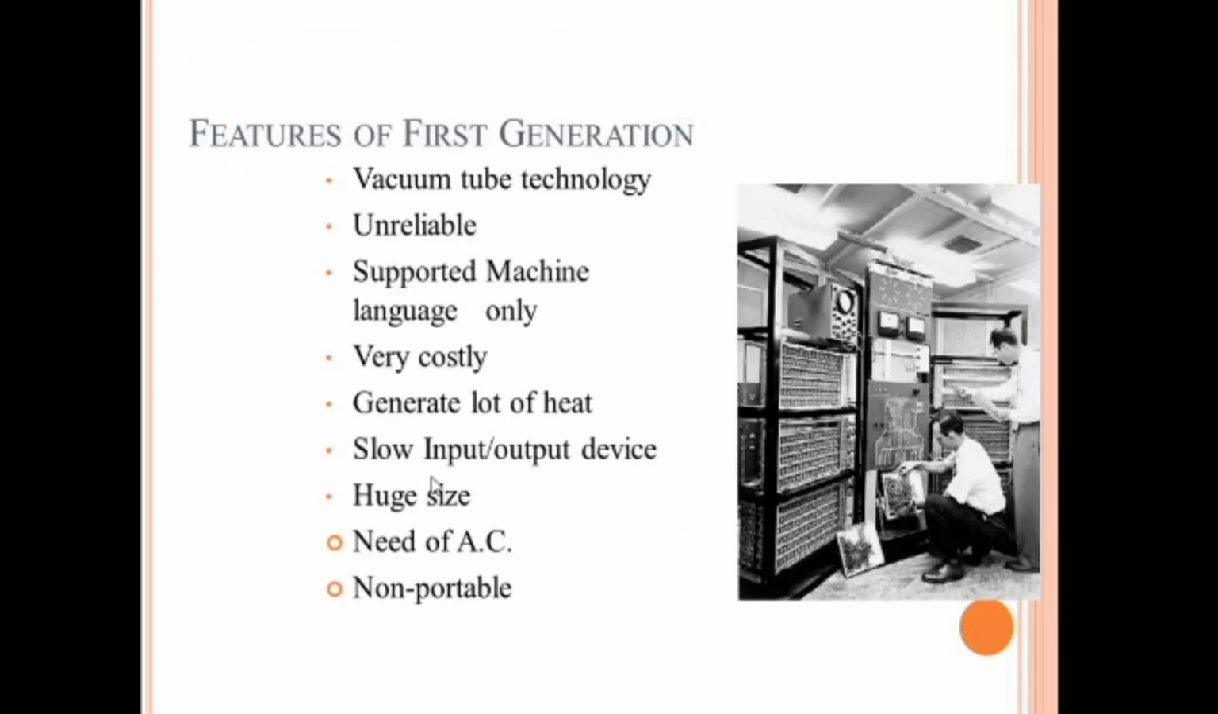Features of first generation computers: vacuum tube technology, unreliable, supported machine language only. High level languages like BASIC, Fortran, COBOL, C, C++ were not supported; they were not even invented during that period.